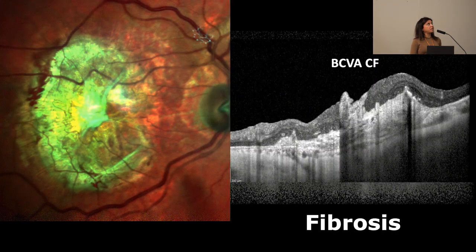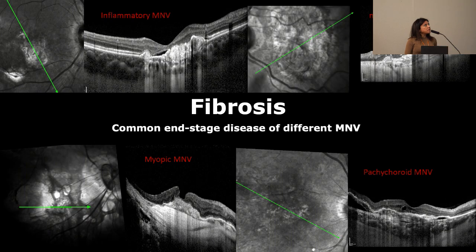The patient was treated with anti-VEGF, but despite the treatment, she developed a massive fibrosis in the posterior pole, and then the visual acuity was very poor at the end, counting fingers. So the development of fibrosis is not specific to age-related macular degeneration, but is a common end-stage of different neovascular diseases. Also in rarer forms of macular neovascularization, such as those associated with pachychoroid disease, myopic neovascularization, or inflammatory macular neovascularization.